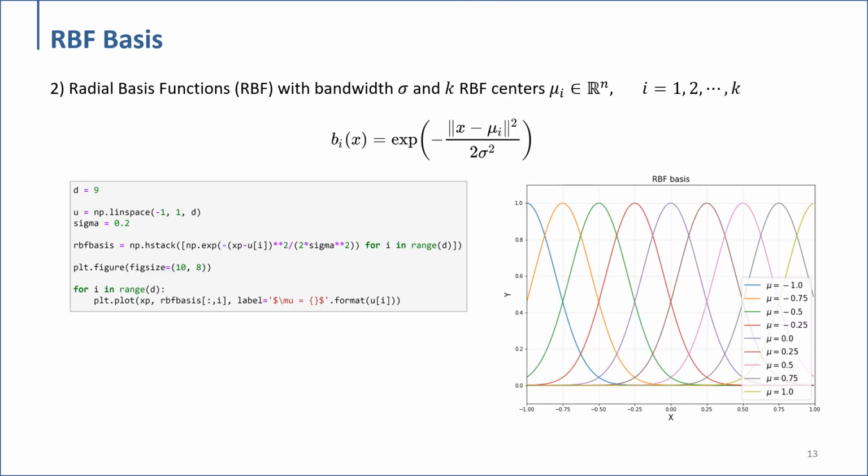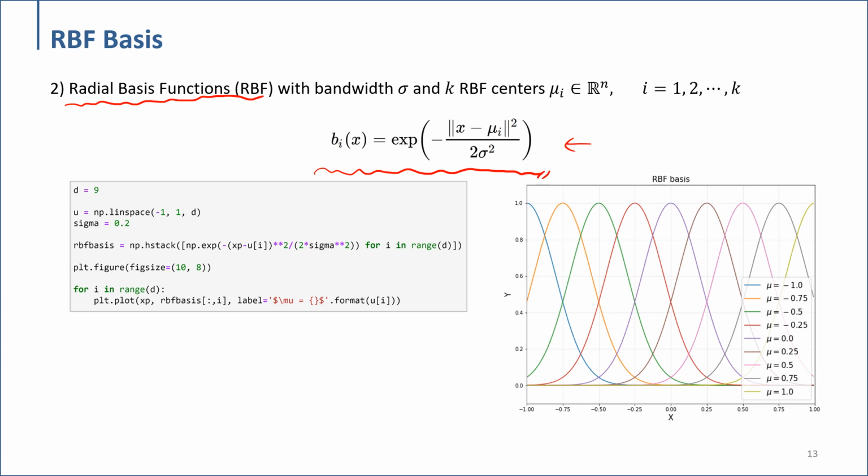And the second case is the RBF basis. RBF is a radial basis function with bandwidth sigma and k RBF centers. So these are the expressions for the RBF, and this one is very similar to the normal distribution. And when you plot this RBF function, it has a form like this.